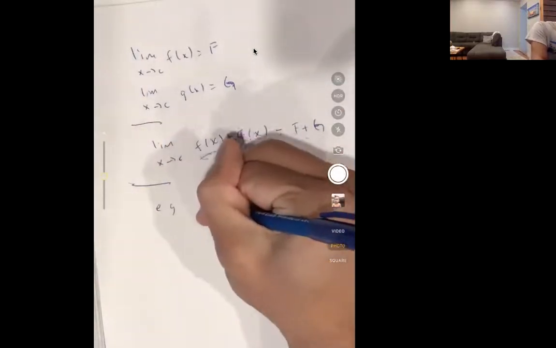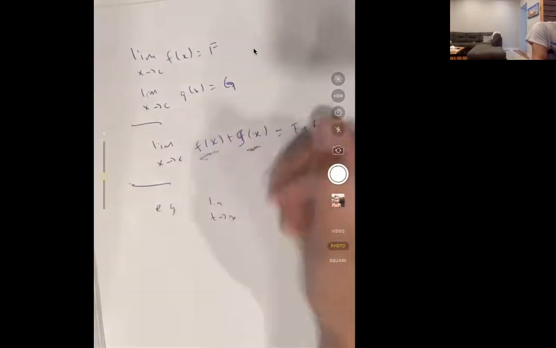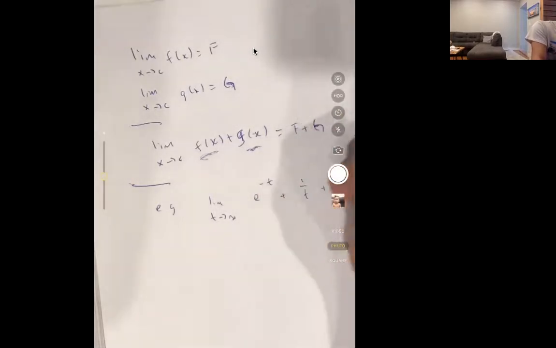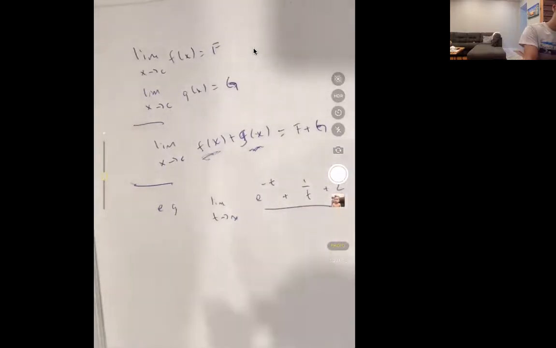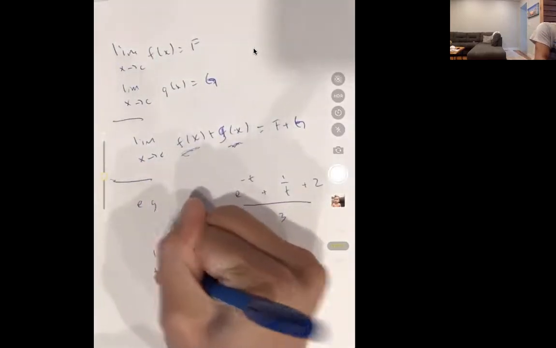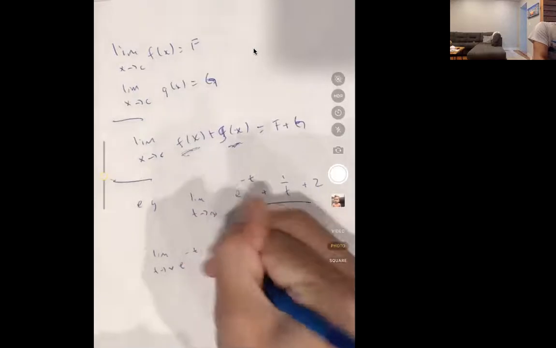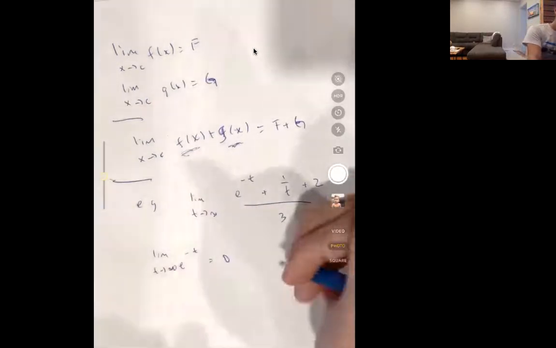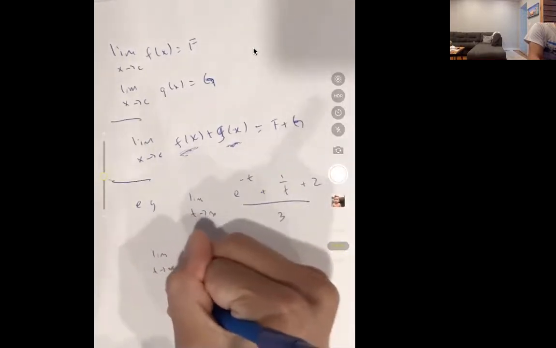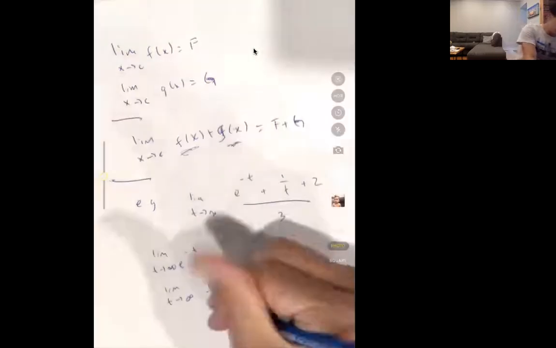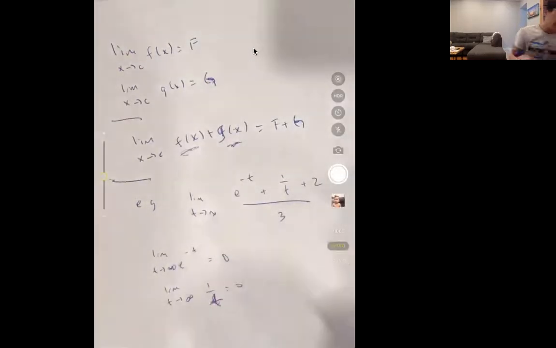If I look at the limit as t goes to infinity of, let's say, e to the negative t plus 1 over t plus 2, divided by let's say 3, then I can use these properties. I know that the limit as t goes to infinity of e to the negative t is 0, because I'm taking e and raising it to a large negative number. And then I know that the limit as t goes to infinity of 1 over t is also 0, because I'm taking 1 and dividing it by something tending to infinity, so dividing by a very large number.